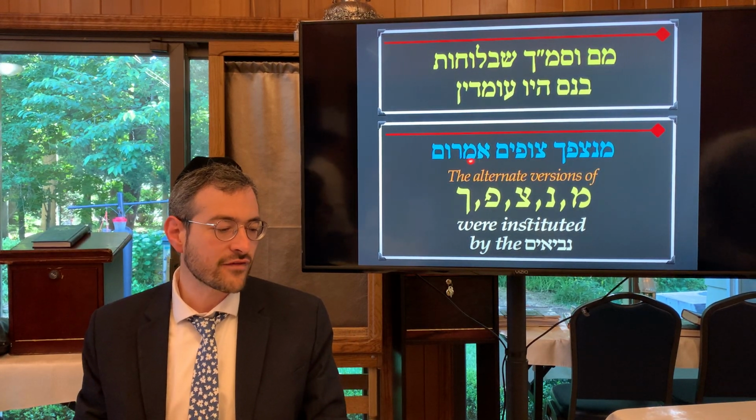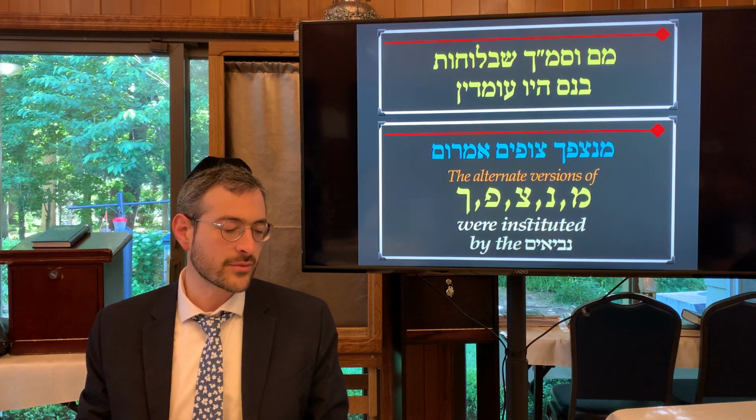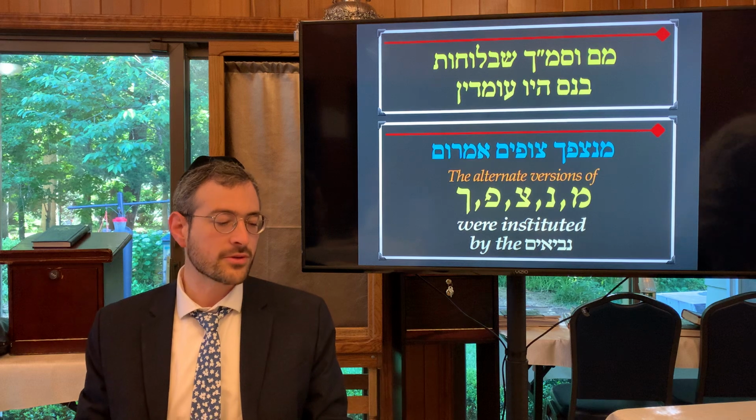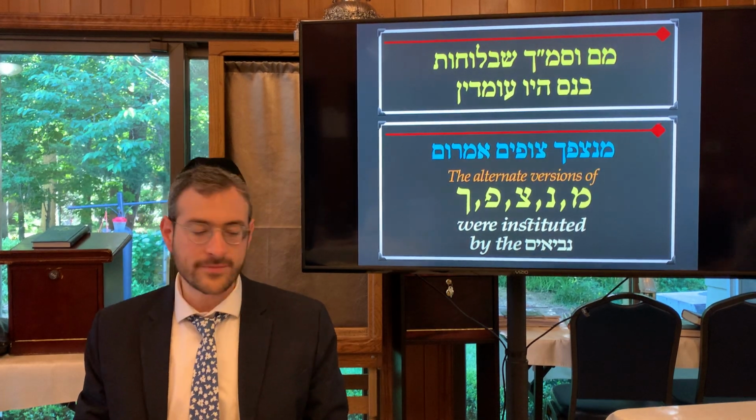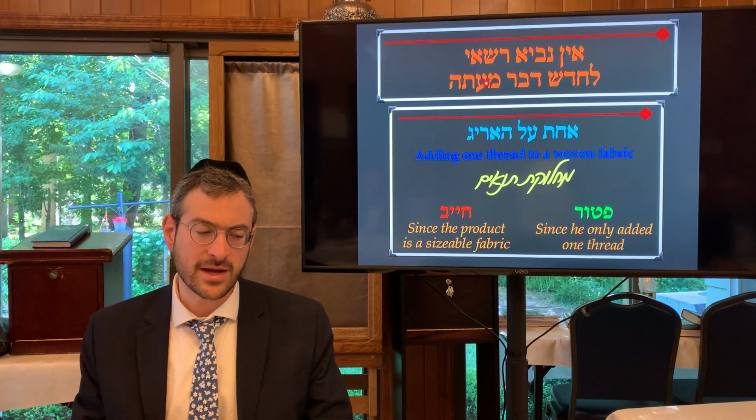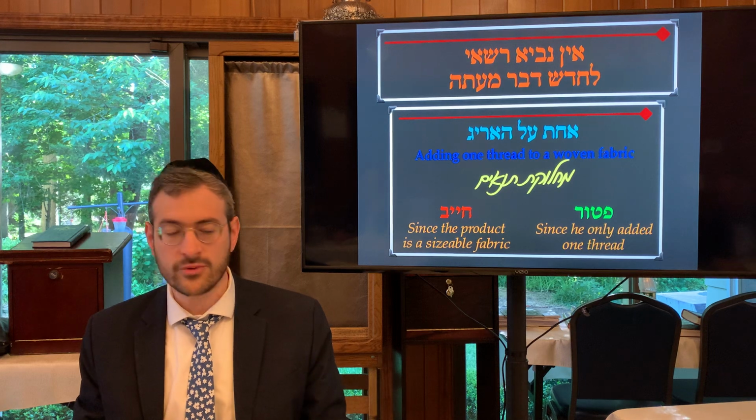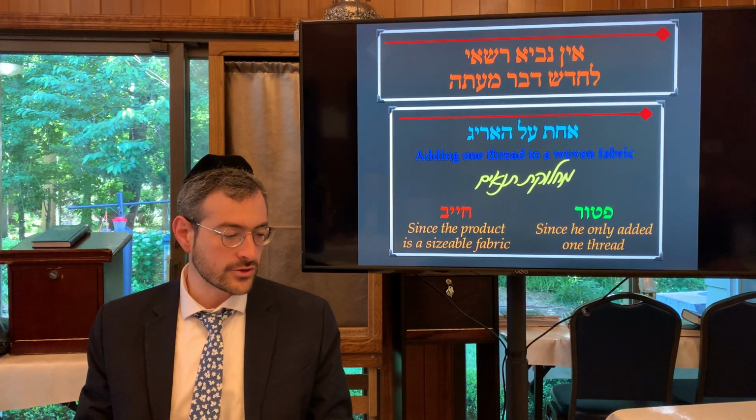Also, menatzpach tzofim amru: the alternate versions of mem, nun, tzadi, fei, chaf that we call endemem, endenun, and all the ones that have the sofit, that were instituted by the Nevi'im later on. Additionally, the concept that ein navi rishon l'chadesh davar achar, the prophet is not allowed to introduce anything at a later point in time. Everything was given at Har Sinai, and no one was able to add anything new.